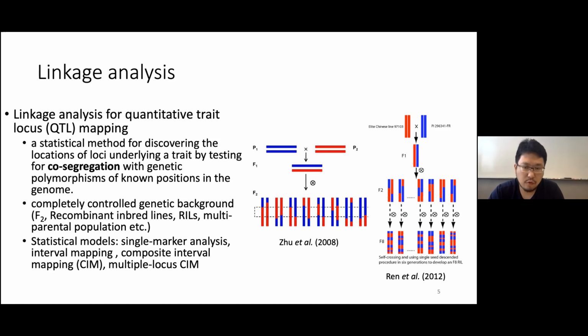To do genetic mapping with this kind of population, a lot of statistical models were developed, including single marker analysis, interval mapping, composite interval mapping, etc. You don't need to know the details of all these models, but the point is that these statistical models directly inspire the GWAS models that we'll be talking about later.